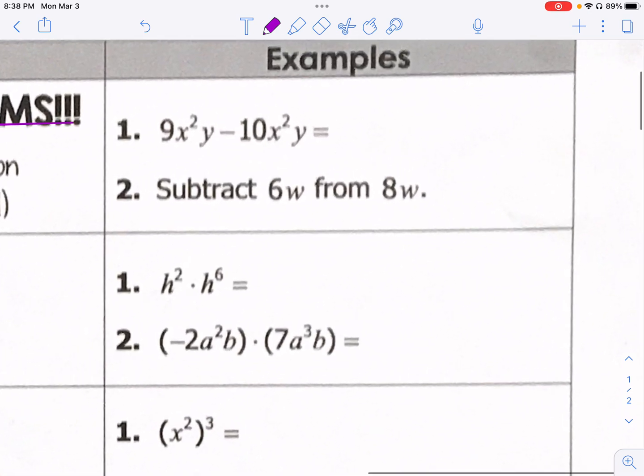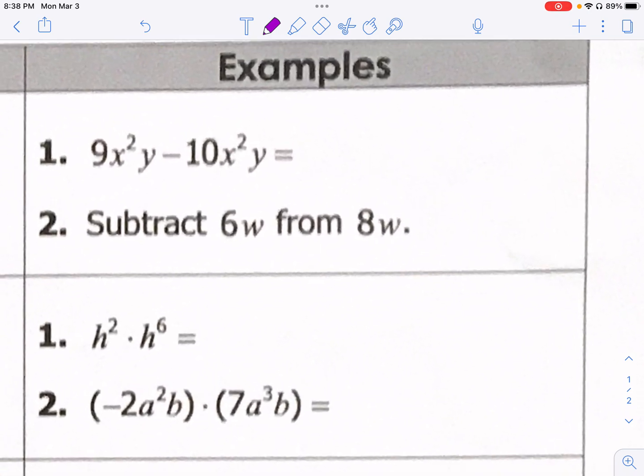So over here, let's look at problem number 1. On this one, 9x squared y minus 10x squared y. Again, I just want to double check. In this case, I look, are the variables exactly the same? In this case, yes. So then all we're going to do is 9 minus 10, which is going to give us negative 1. Again, we just focus on the coefficients, the numbers out in front. 9 minus 10, we get negative 1. And again, like we said, all you're going to do is keep the variables the exact same. Do not change. Just like that.